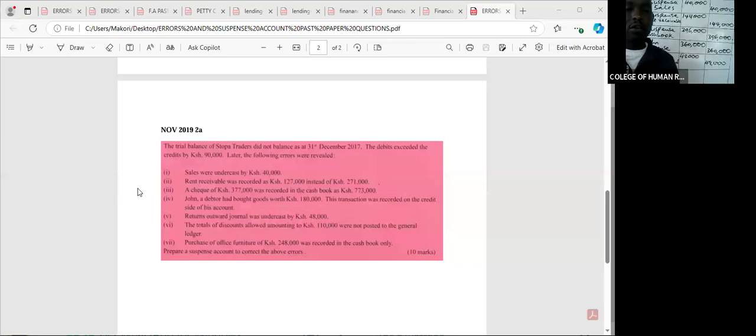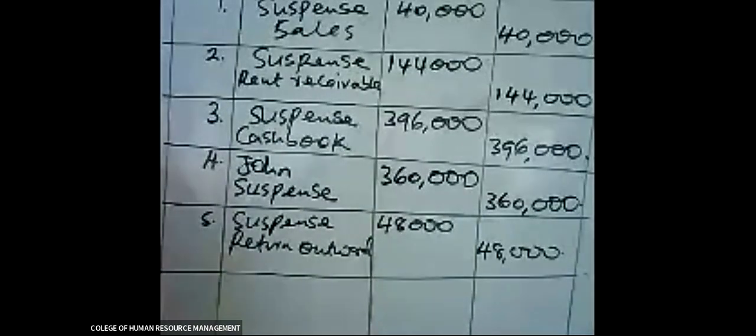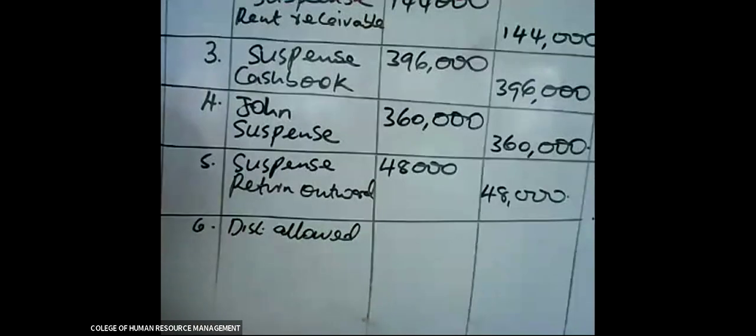Number 6, the totals of discount allowed amounting to 10,000 were not posted in the general ledger, so they were not recorded in simple terms. Discount allowed, we agreed, is an expense. Expenses are supposed to be debited, so we forgot to debit the discount allowed. They were never posted, so they were never recorded. So discount allowed being an expense, we shall debit them, then credit the suspense, 10,000.